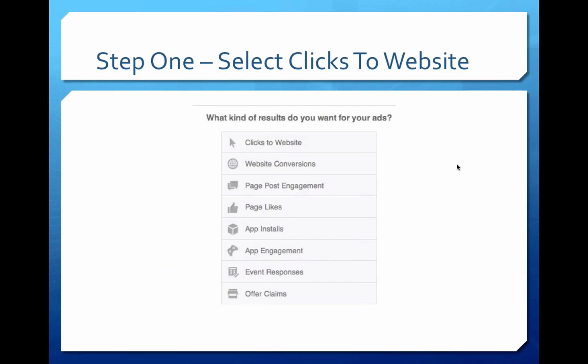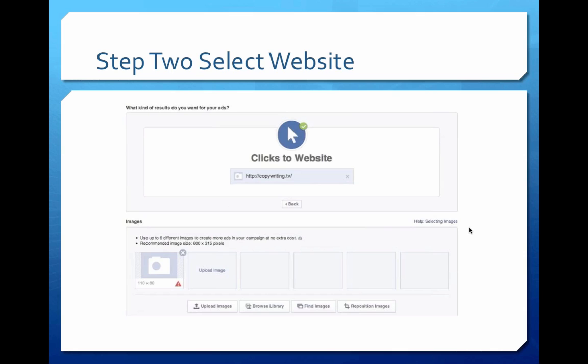Okay, so how do we do clicks to website? Here we go. Same thing. Start, select clicks to website. It's up at the top. Then they're going to ask you to select the website. Here, I just randomly typed in one of my websites that I had done an ad for. This is going to be interesting.